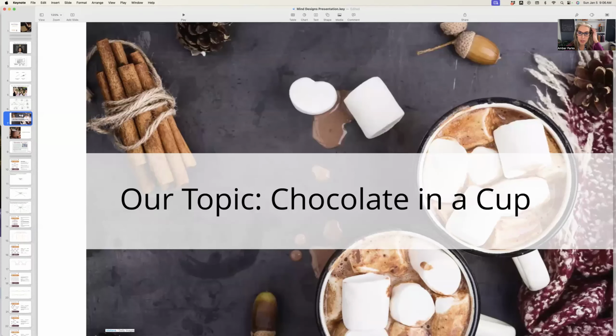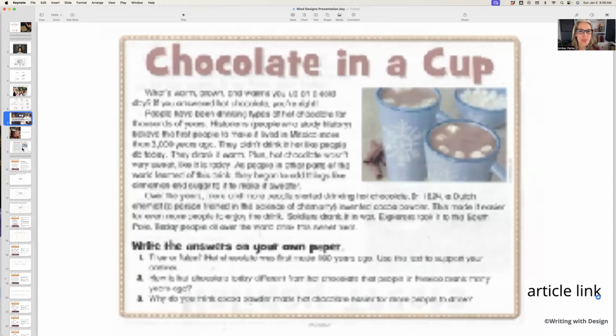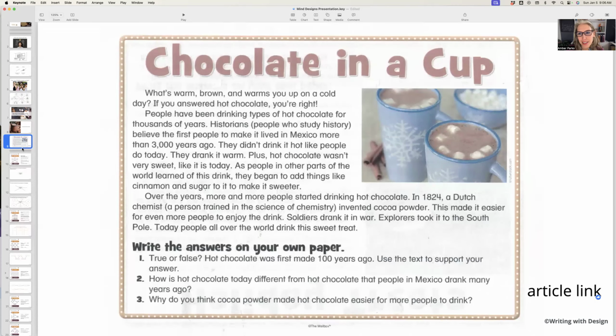So we're going to put it all into practice today with a topic that I think we all can agree on is fun to study, and that's chocolate in a cup, otherwise known as hot chocolate. So here's our article, Chocolate in a Cup. And this is, of course, just one out of any of the articles that exist in the world that I could have pulled for us to write about. So that's a critical piece to remember, is that this is very much just demonstrating these different mind designs. They can be applied across the board, no matter what students are needing to read.